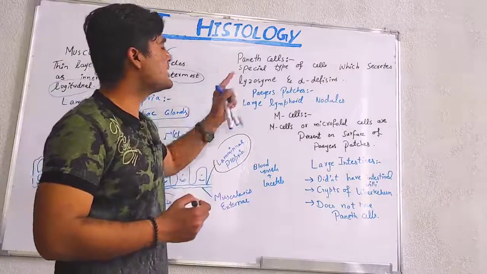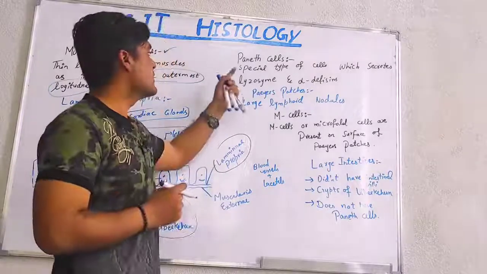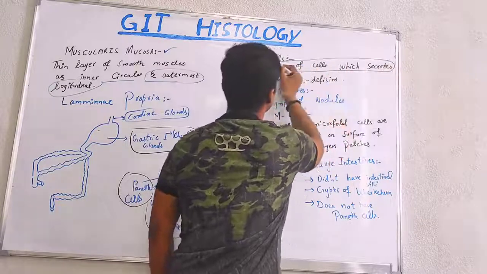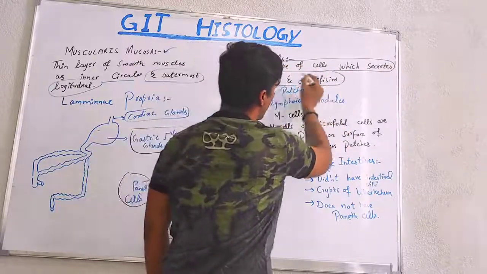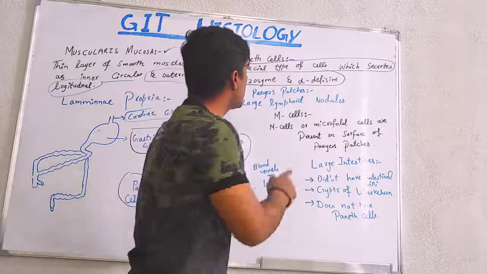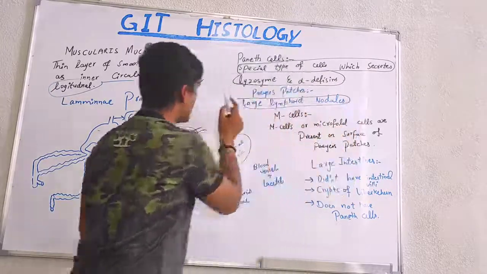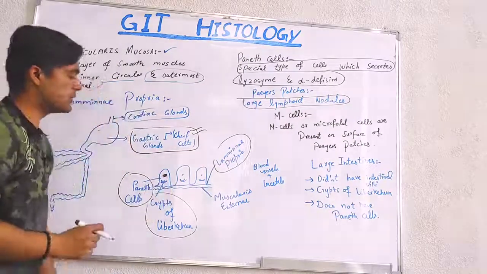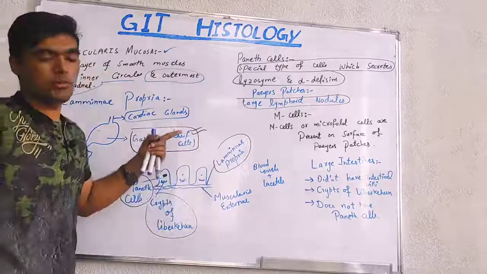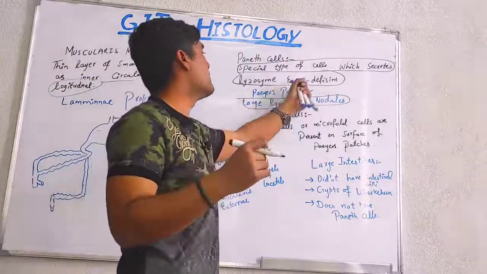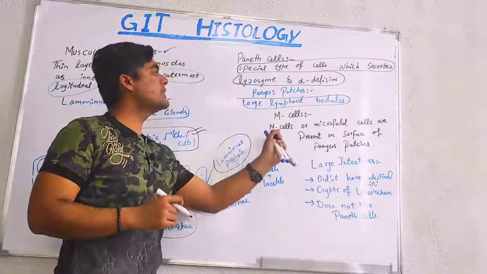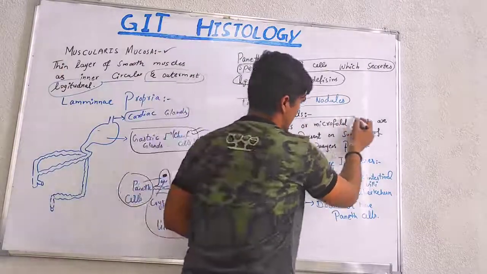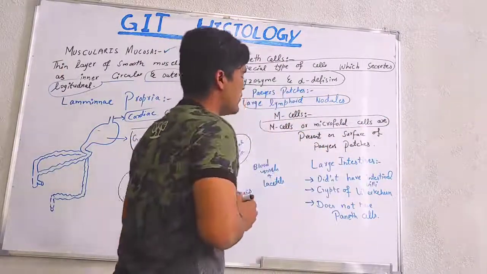Along with Paneth cells, we also have Peyer's patches and M cells. Paneth cells are a special type of cell which secrete lysozyme and alpha defensin. Peyer's patches are large lymphoid nodules. We have a lymphoid nodule, and when it becomes very large, we say that we have a Peyer's patch. On the surface of these Peyer's patches, we have M cells, which we also name microfold cells.